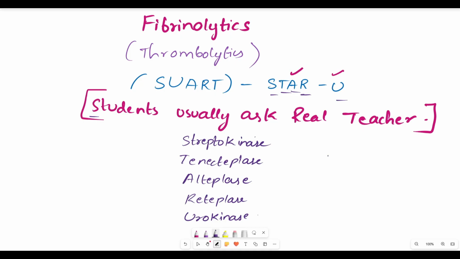So coming to the fibrinolytics, these are also called thrombolytics. This can be remembered by this trick, that is STAR U, or you can remember it as Students Usually Ask Real Teachers, where S means streptokinase, U means urokinase, A means alteplase, R means reteplase, and T means tenecteplase.